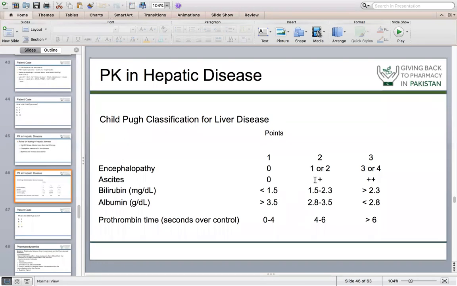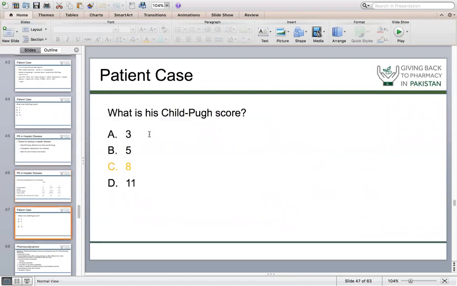So if we calculate and put values here, what answer will we get? His Child-Pugh score will be 8, because everything is given. We just need to calculate by using this table. I don't think you will be tested on this concept in the exam, but still, for your information, you need to be aware of this concept.